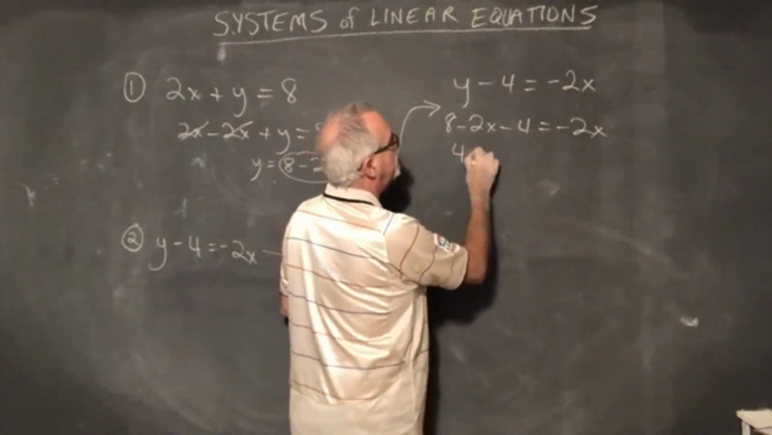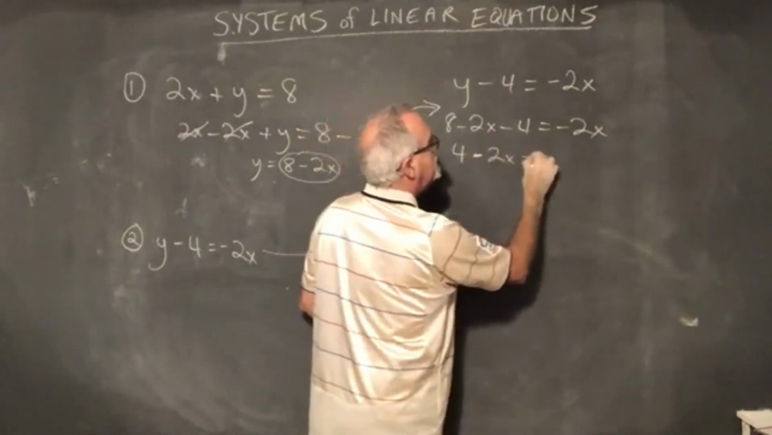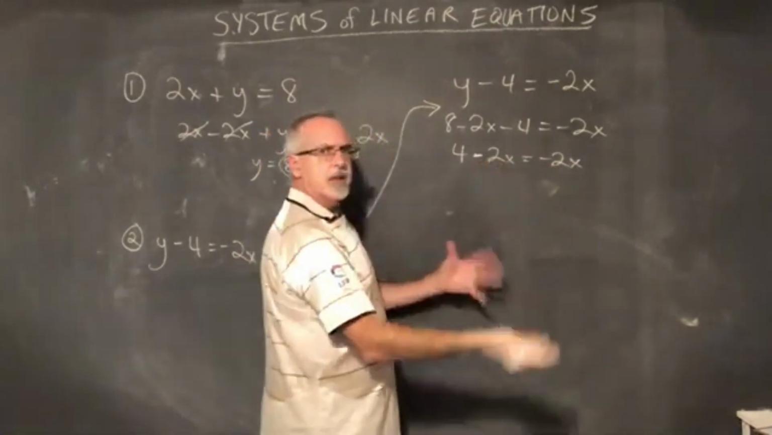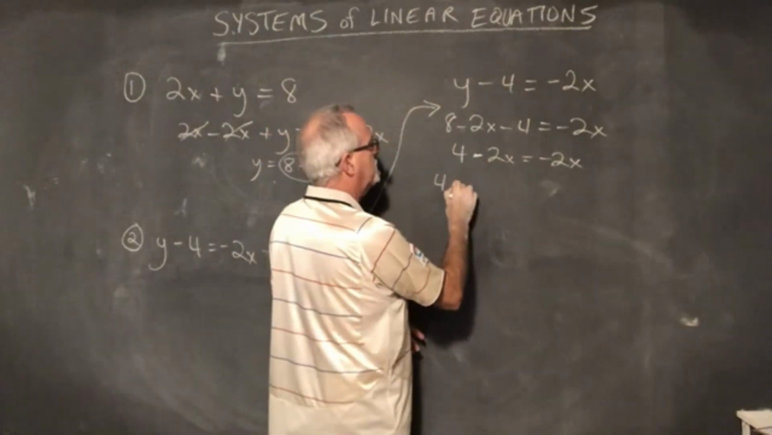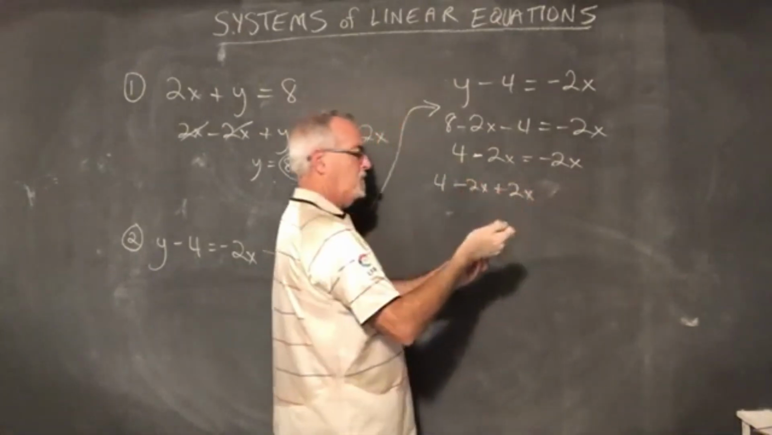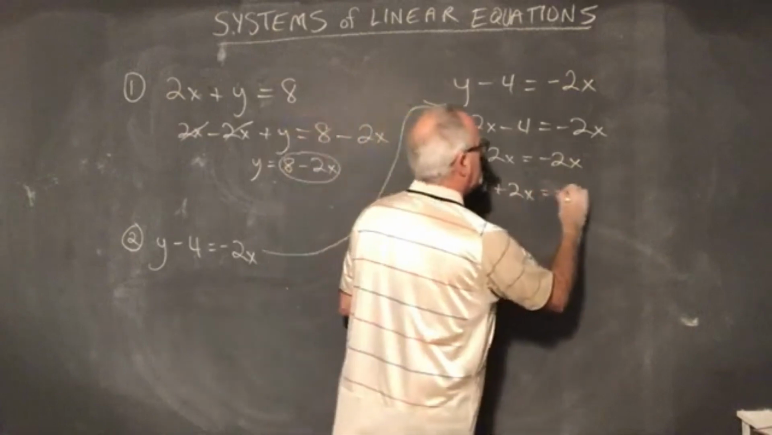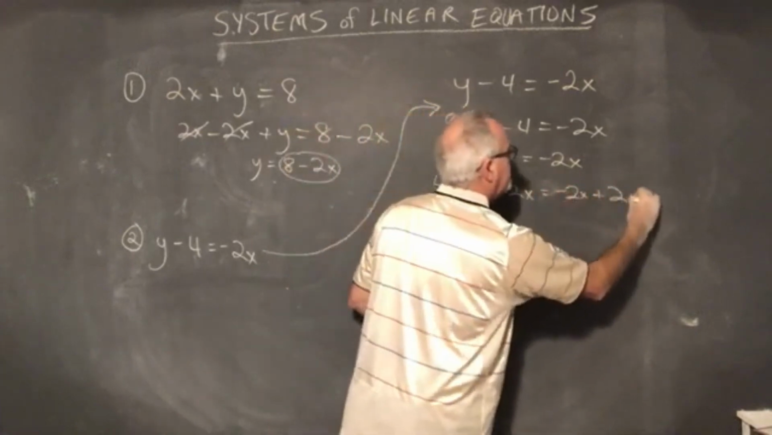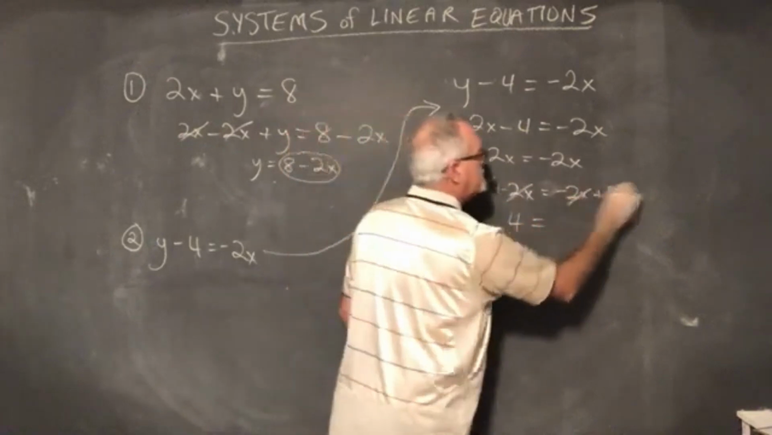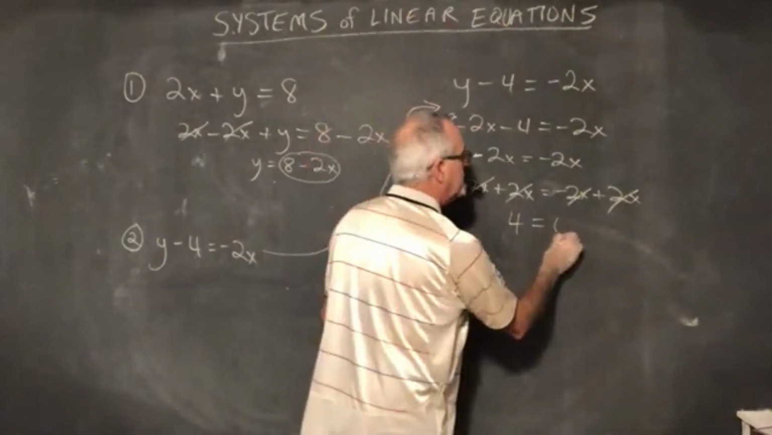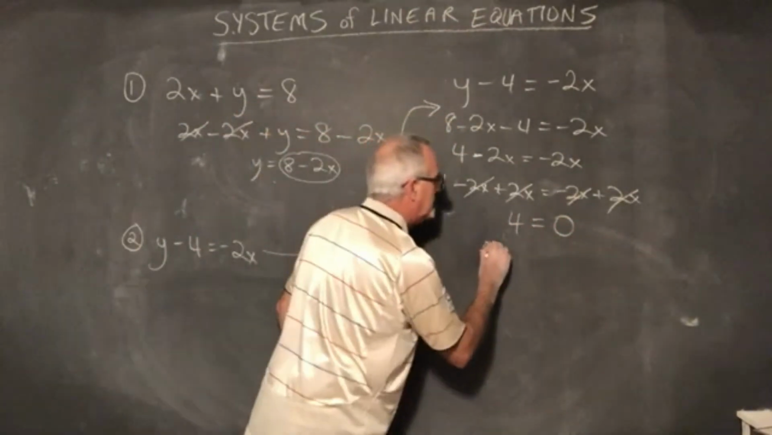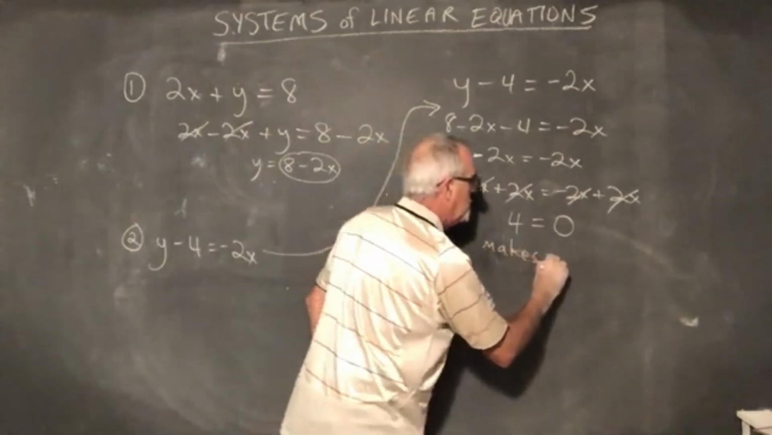8 minus 4 is 4. But I want to get the x's all on the same side of the equal, so I'm going to add 2x to both sides. Need more chalk. These cancel. My 4 is isolated on the left side, but these also cancel, and that doesn't mean there's nothing over here. It means I have a 0 over there. That could happen again. We got a statement that makes no sense. Makes no sense.